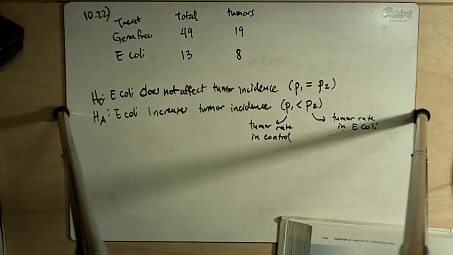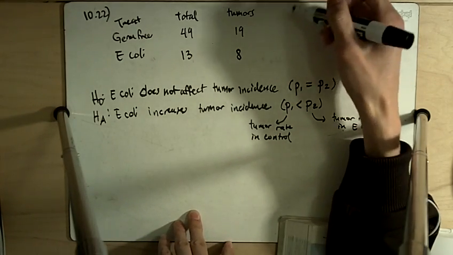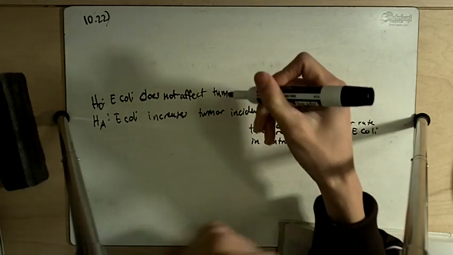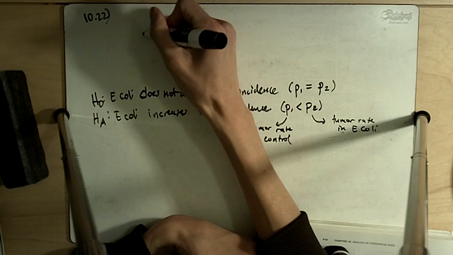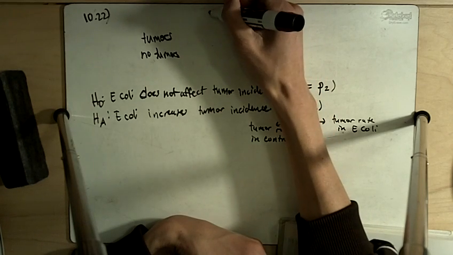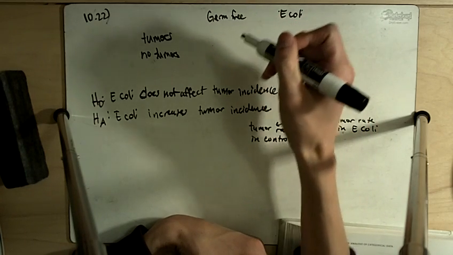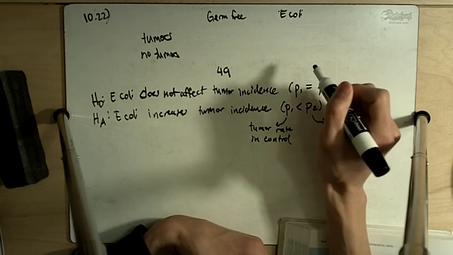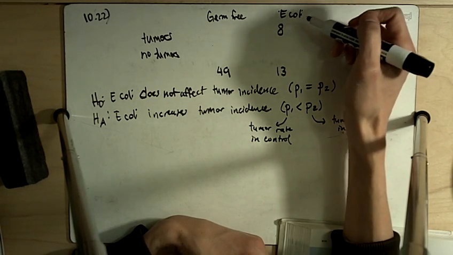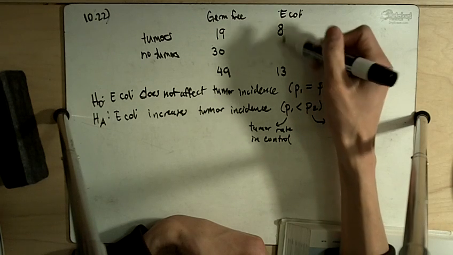So let me reform the table so that we have the treatment groups, the populations, in columns, and the results in rows. It doesn't really matter. So this will be tumors and no tumors, and the two groups are germ-free and E. coli. The total number of mice that were germ-free was 49. The total number of mice exposed to E. coli was 13. 8 of them developed tumors, and of this group, 19 developed tumors. And here we have 30, and 13 minus 8 would be 5.